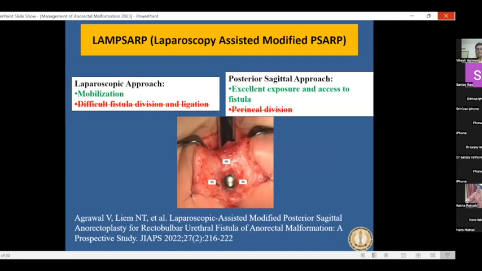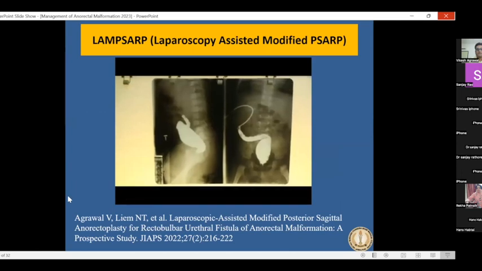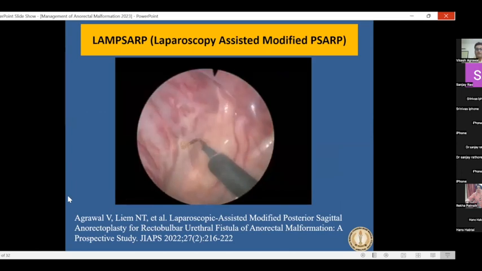Another advantage is that the puborectalis is not cut in this procedure. You retain the puborectalis and tunnel the rectum behind it. Your incision is just below the coccyx, a small 2 centimeter incision, and the rest of the incision is only a skin incision. This is called modified laparoscopic anorectoplasty. So this is one video demonstrating the procedure for a rectobulbar fistula.